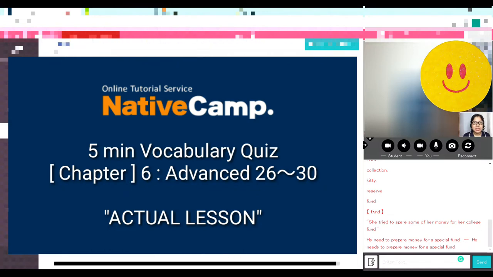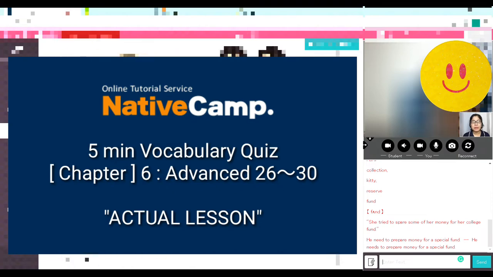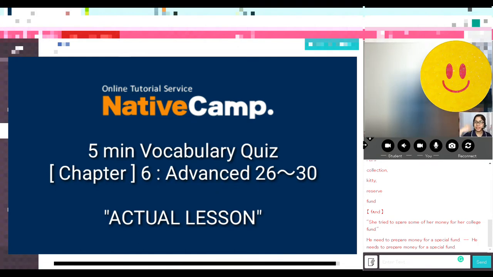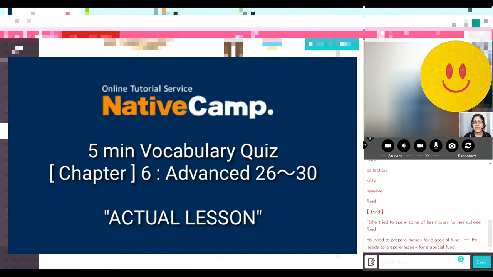Please look at the pictures and make a sentence about each picture. Oh, I'm sorry. Let's just proceed with this one if we are already reviewing the lesson, okay? So let's proceed to vocabulary 27. Okay, I will read the meaning of the word. Please listen carefully. It's a noun.